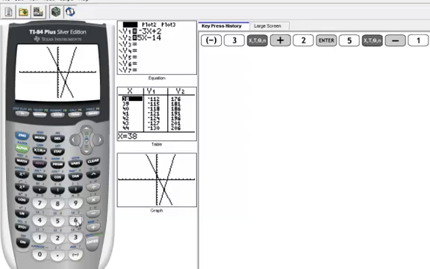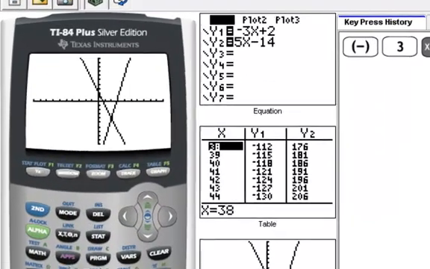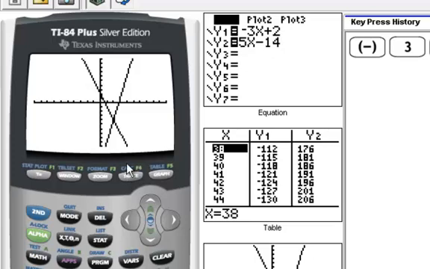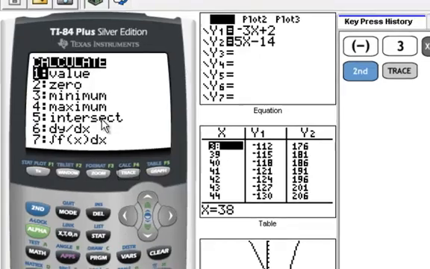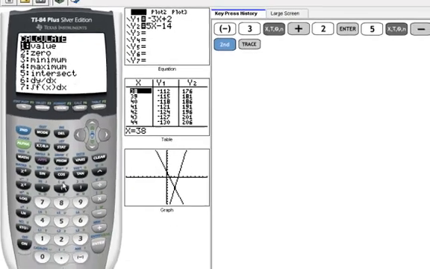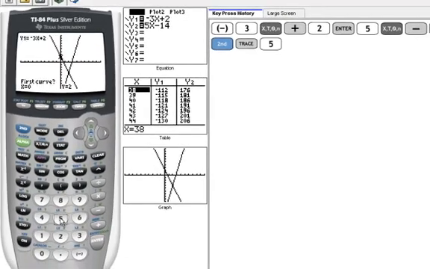Now, let's see if we can figure out what that ordered pair solution is. We're going to use something called the calc function in your calculator. It's above the trace key. So we're going to hit second trace. And you'll notice that number 5 is the intersect function. So we're going to hit number 5.